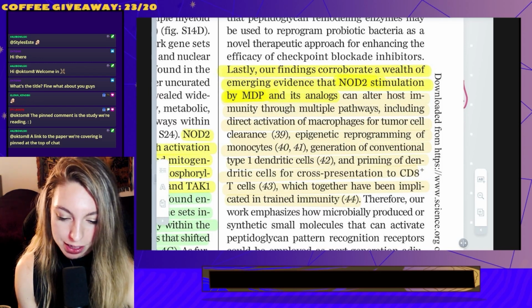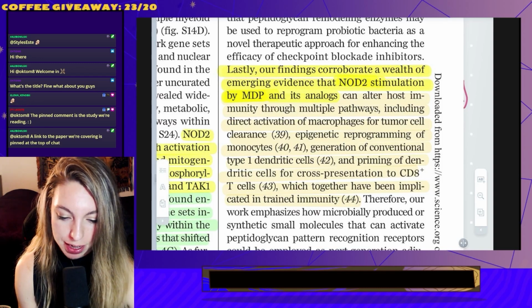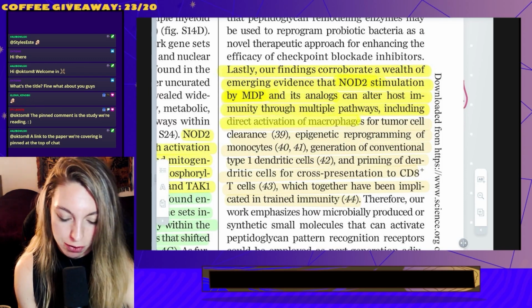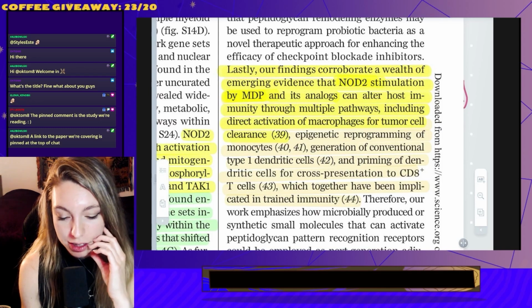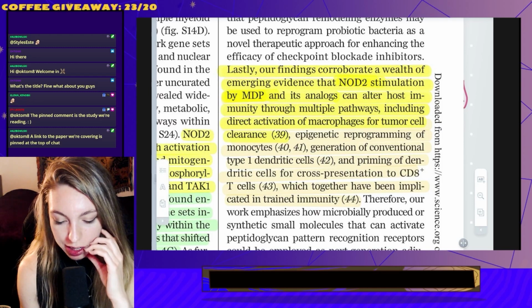So there's more and more evidence coming out from the scientific field that these MDP peptides can alter host immunity through multiple pathways, including direct activation of macrophages for tumor cell clearance. So some people think that macrophages can directly kill tumor cells. That's a little dubious, but it could happen.